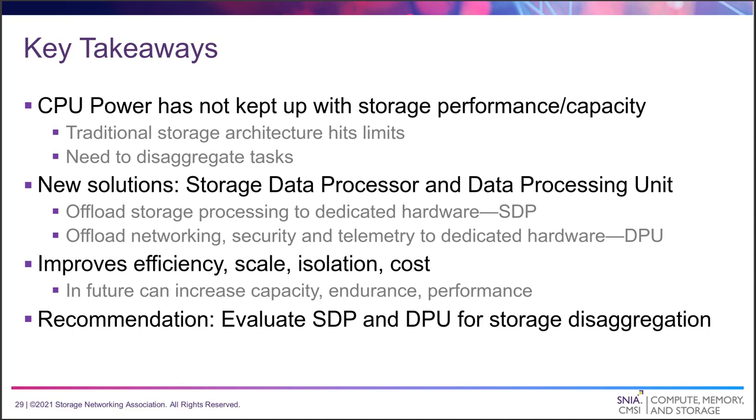New solutions. The storage data processor changes the way that applications or even storage software talks to the physical storage to increase efficiency and performance. And the data processing unit, the DPU, makes the networking more efficient. It can offload some of the higher level storage software onto the DPU, while the lower level storage functions go to the storage data processor. And it can offload some security functions like data encryption, as well as monitoring and management, and basically takes all this infrastructure work away from the CPU so the CPU can focus on running applications.